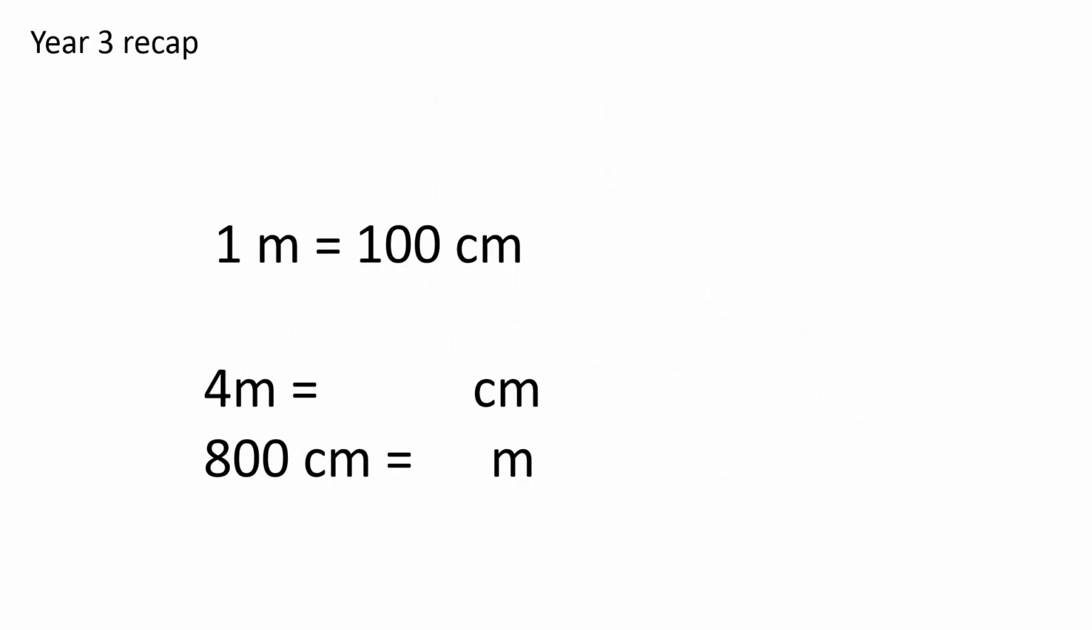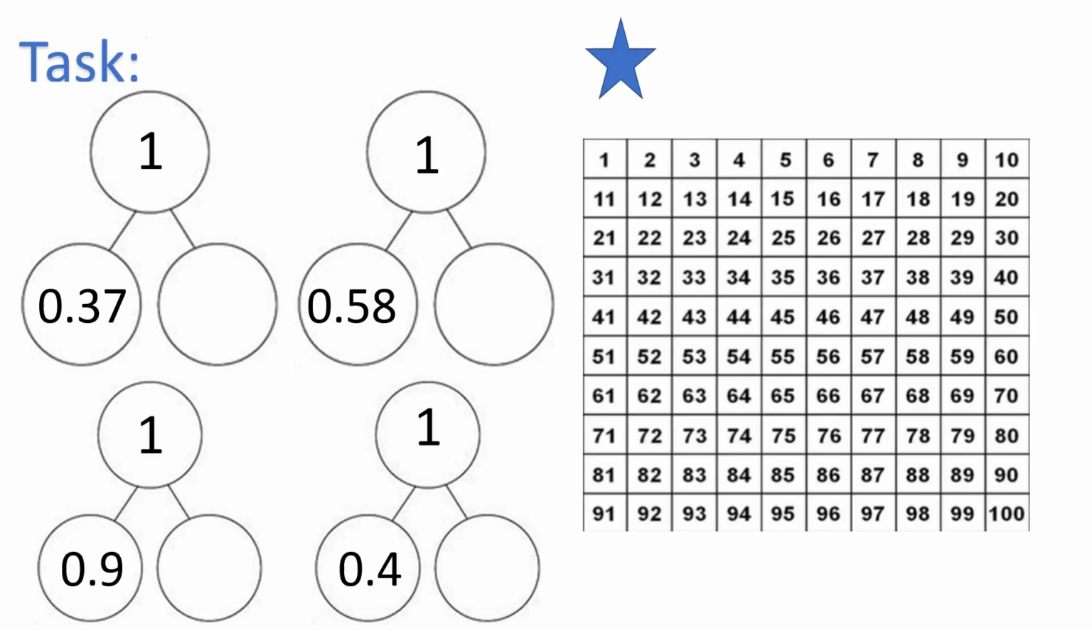So now we're going to do a quick recap because this is going to come up in your task. 1 meter equals 100 centimeters. So how many centimeters would 4 meters equal? And if you have 800 centimeters, how many meters would those be? So you need to convert those. 400 centimeters and 8 meters. Well done. So now we have a few tasks.